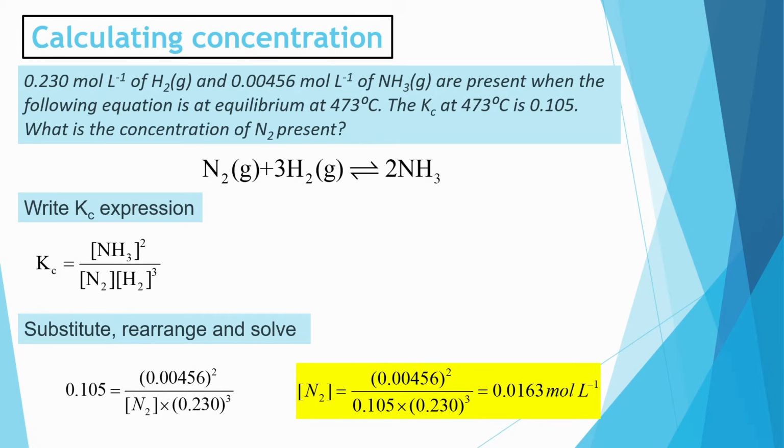So N2, now see how I swap the N2 and the 105? That's a valid swap there. So I do that and then I solve and I get an answer of 0.0163 moles per litre. In this case, I do have to put a unit. So anytime that you're giving the value of a concentration, and I'll know that because there's a square bracket, it's going to be moles per litre. But if you're giving the value of a K or a Kc, it's going to have no unit.